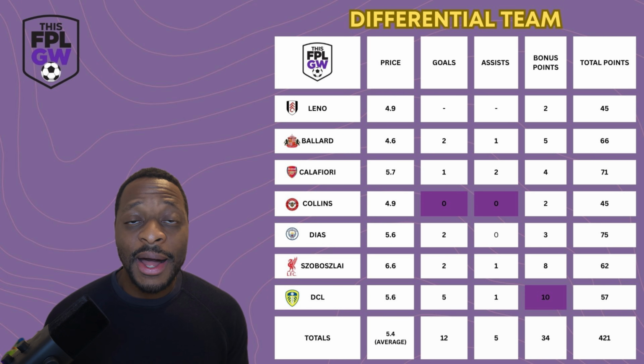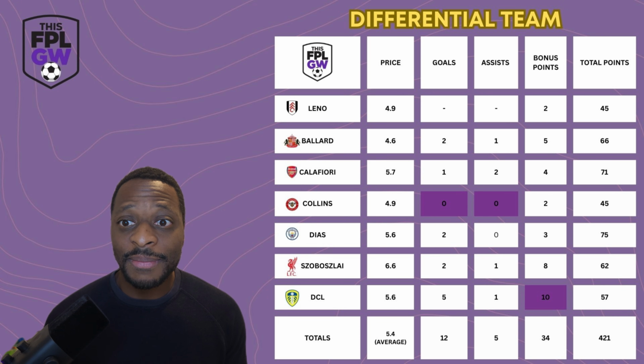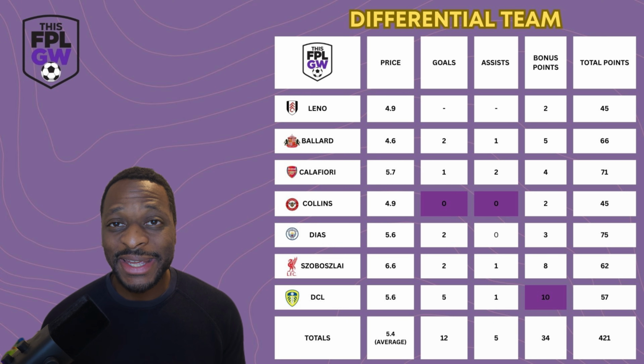But overall, let's look at the sum and in total what we get out when we look at all their stats and add them all up. So you get an average price of 5.4 million. That's quite interesting, very cheap and affordable for a lot of players. If we average all the price of the differential team, we have 12 goals as well, 5 assists, 34 bonus points, and a total point score of 421. So overall, I'd say the differential team has done quite nicely in terms of how much they cost relative to this next team, which is my regular team.